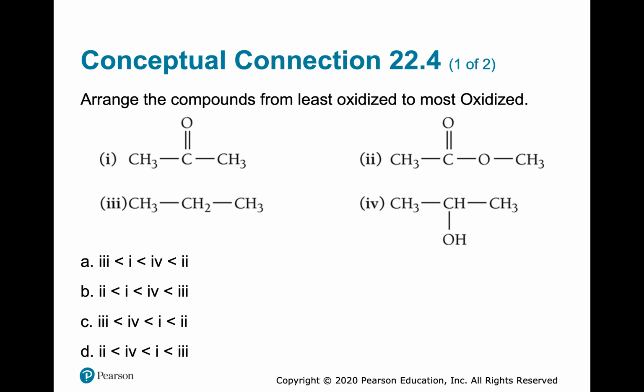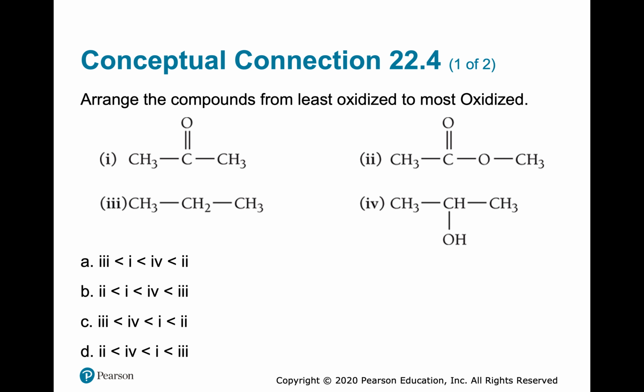Okay, organize from least oxidized to most oxidized. So remember, the most hydrogens is the least oxidized, and the most oxygens is the most oxidized. So number three, the propane, is the most reduced. And then alcohol is the next one. So you can see it has one hydrogen, and then if you rip off the hydrogen, you have the ketone there, and then finally you have the carboxylic acid. Well, in this case, it's an ester.